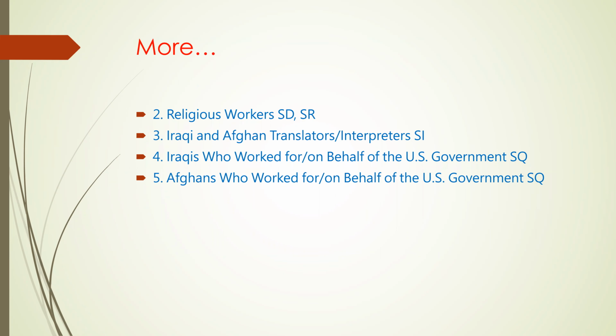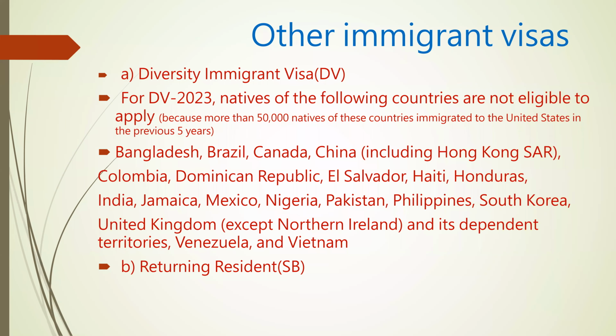Again, that is immigrant visa. It's not a non-immigrant visa. In non-immigrant visas, we have seen the R visa. R visa is non-immigrant, but this SD and SR is a religious visa, and you are coming here for lifelong permanent residency.